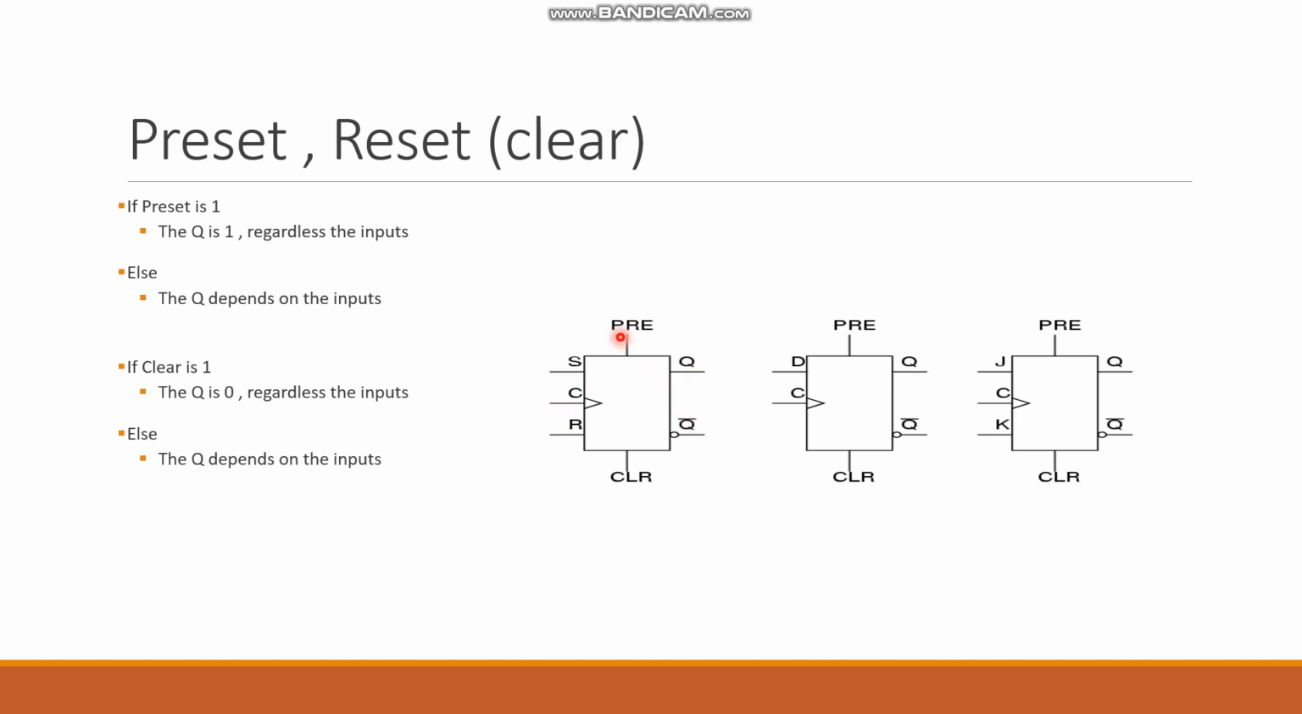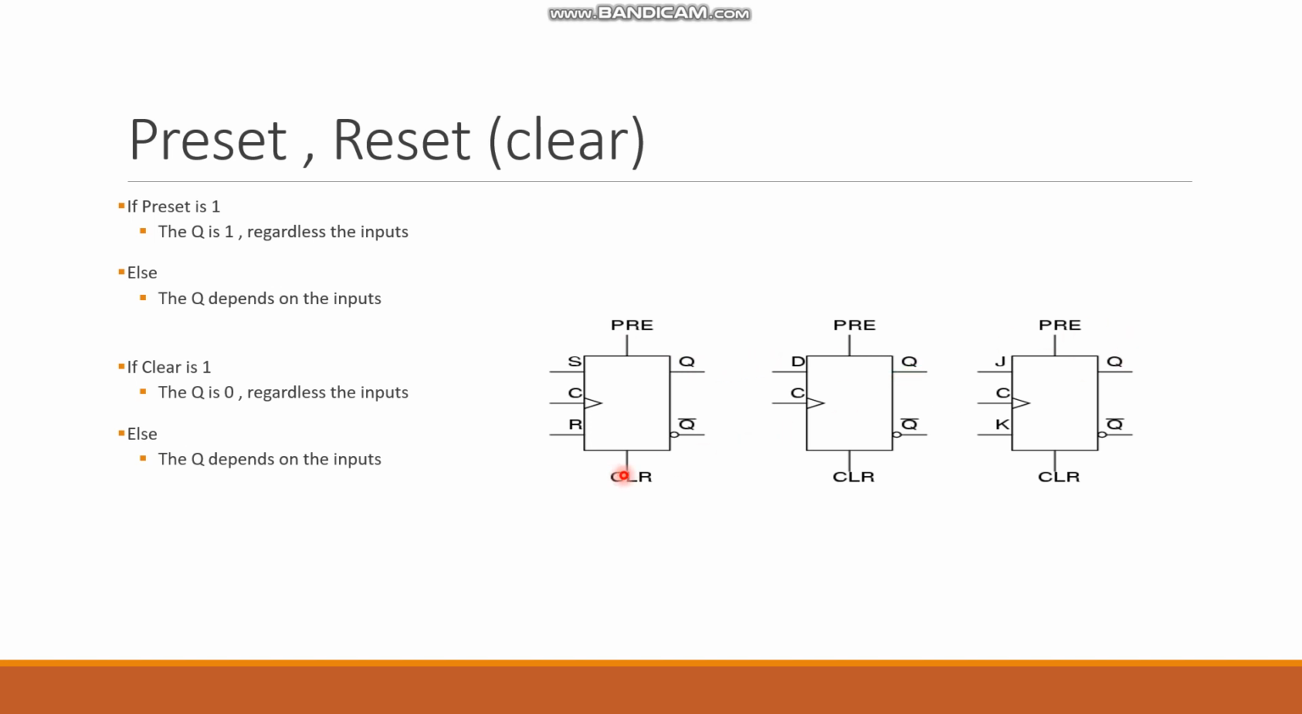We may have preset, or we may have clear. So what is the function of each of them? When the preset is 1, the Q is always 1 regardless of the S or R. It doesn't depend on the S or R. When the preset is 1, the output is always 1. In this case as well, in that case as well.